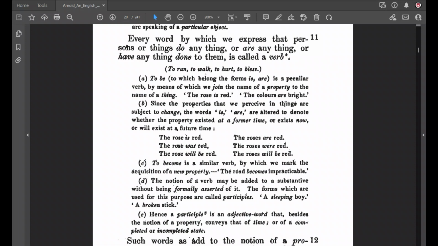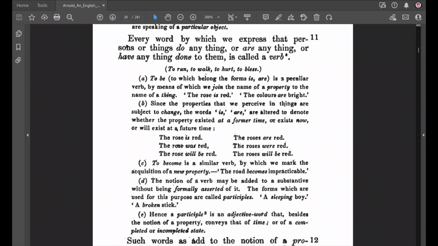Verbs express the ideas of doing, being, or suffering. And we learned about the first type of verb, the verb to be, which is important because it's used as a copula to join subjects to predicates or things to properties. In the second note under paragraph 11, we see that verbs are especially useful in language because they allow us to express different time.